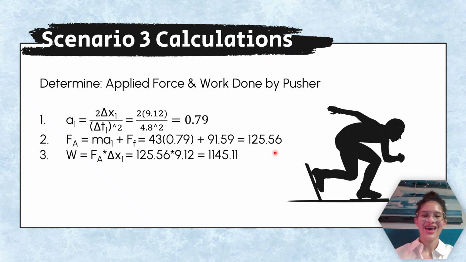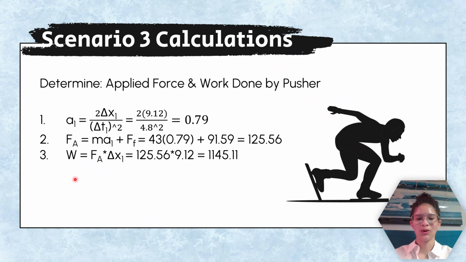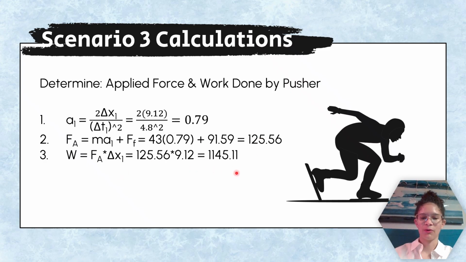Pretty strong, eh? And the work that I did when I was pushing the child can be calculated by force times distance or displacement, delta x1, whatever you want to call it. Results the same, 1145.11 joules to get her up to that speed. And stop relatively quickly. Interesting how physics works.